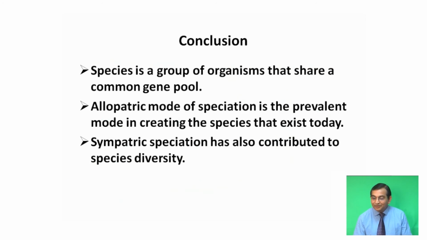We can conclude that a species is a group of organisms that share a common gene pool. That is the genetic definition of species. The allopatric mode of speciation is the prevalent mode in creating the species that exist today. On the other hand, sympatric speciation has also contributed to species diversity.